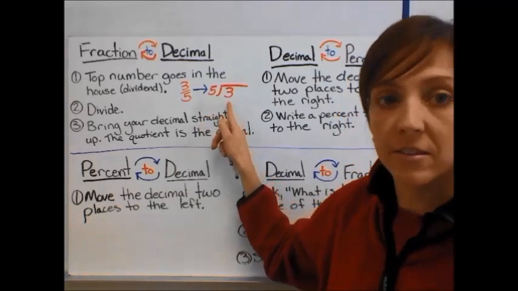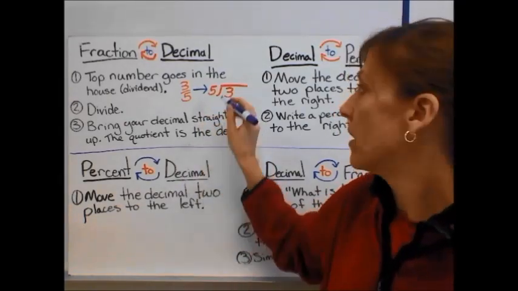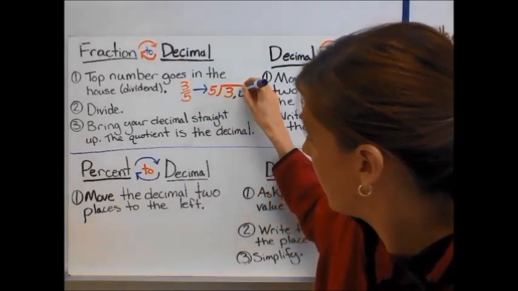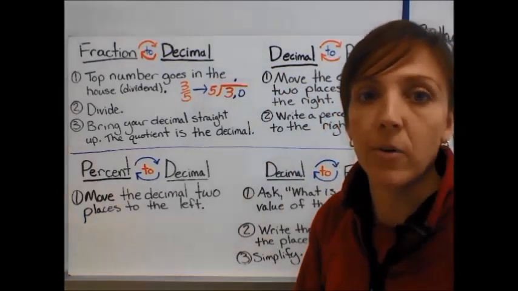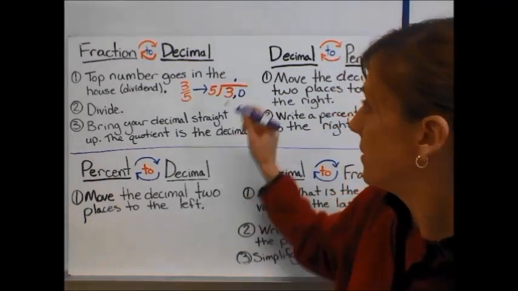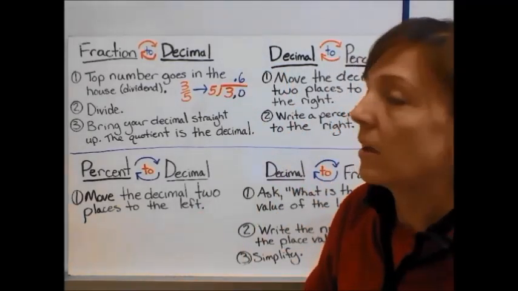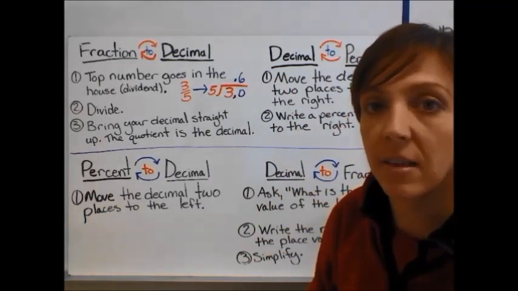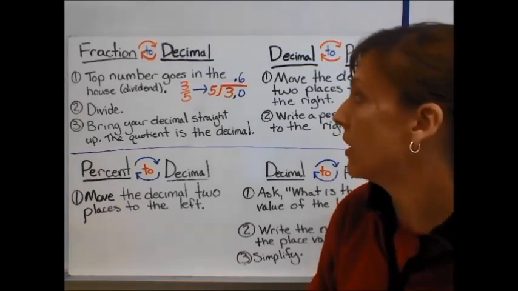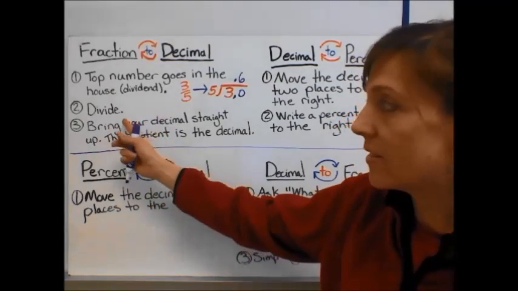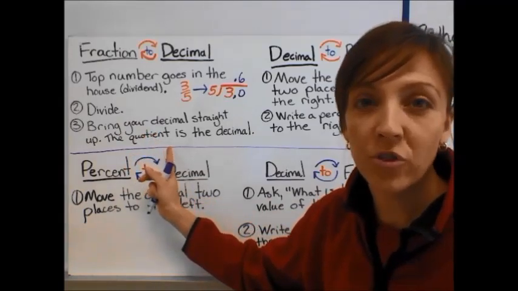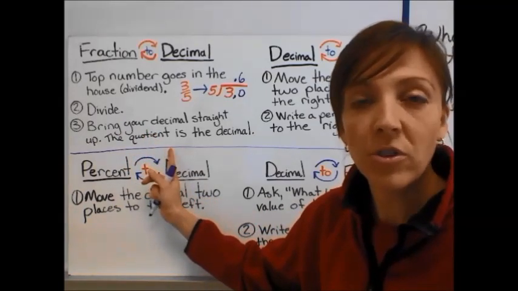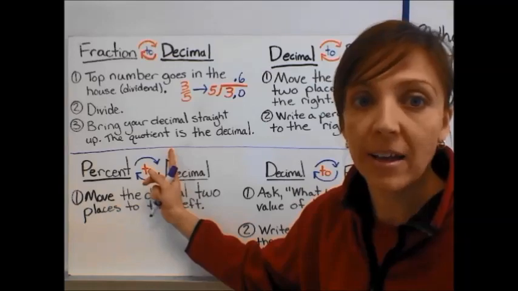So 5 into 3, well, it doesn't go. So I'm going to add my decimal and add a 0. I'm going to bring my decimal straight up and just kind of ignore it from now on. 5 goes into 30 6 times, and I'm done. 6/10. 6 times 5 is 30. I subtract and get 0. So top number goes into the house, you divide, and then you bring your decimal straight up. The quotient is your decimal. Quotient, remember, is an answer when you divide.